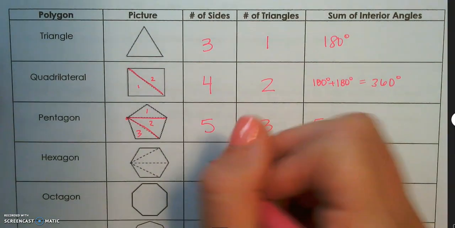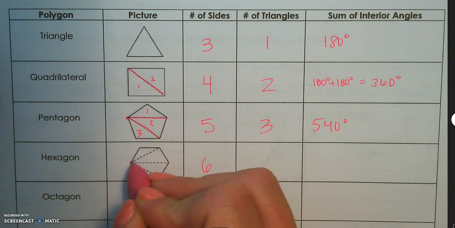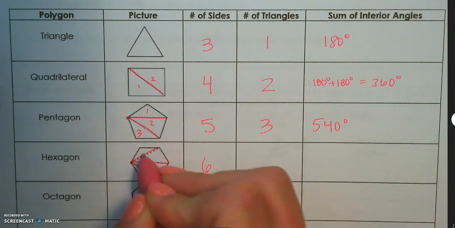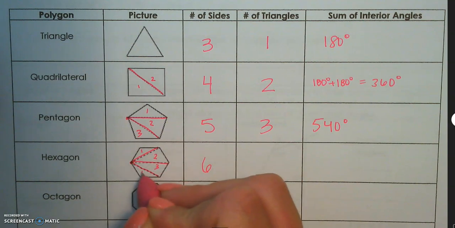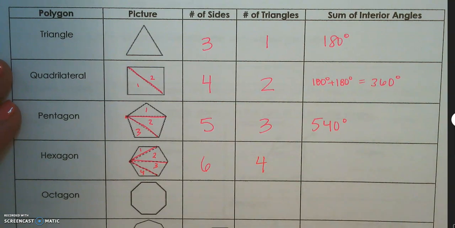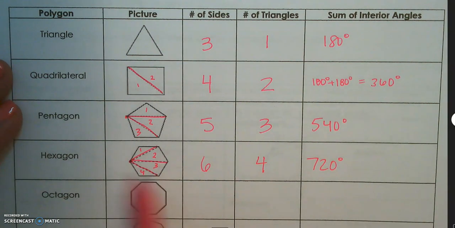And let's keep going. Now we have a hexagon. A hexagon is a 6-sided polygon. If you start from this vertex and draw a line to every non-adjacent vertex, we create 1, 2, 3, 4 different triangles. So we can take 180 degrees, multiply it by 4 triangles, and that would be 720 degrees for the sum of all the interior angles in a hexagon.